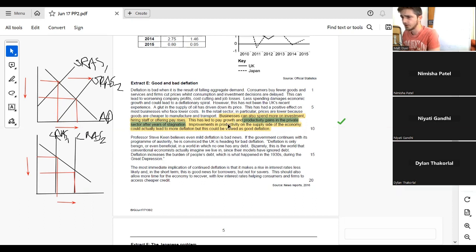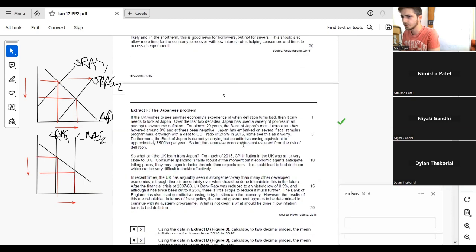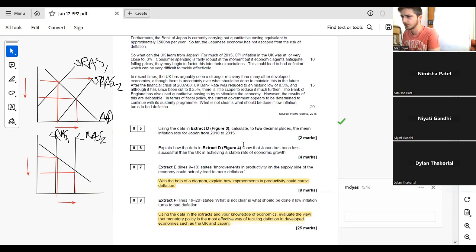But okay, so that pretty much wraps it up for the 9 marker. And what's interesting here is notice both 9 markers are just ADAS effectively.